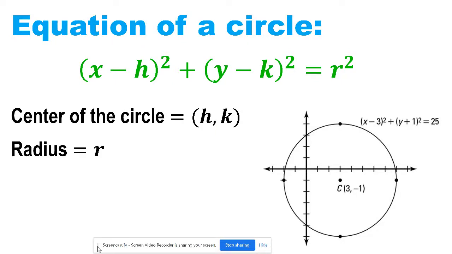All right, we're going to be here, and in this lesson, we're going to talk about the equation for a circle and how that equation relates to the graph of a circle.